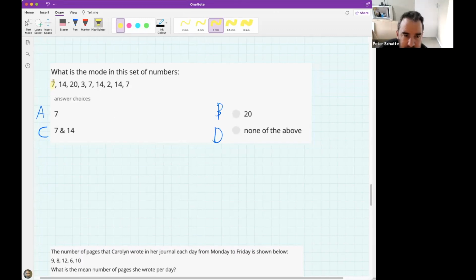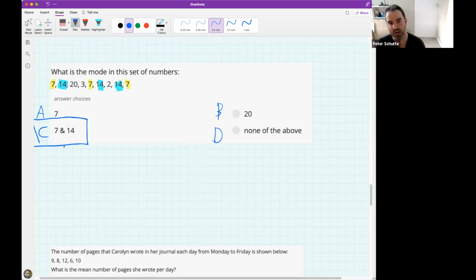So I'm going to highlight ones that I think the mode occurs the most often. So that occurs quite a lot. But so does that. Is there anything else? It looks to me like the correct answer is C. Yeah, because you can see that the frequency of 7 is 3 times, the frequency of 14 is 3 times. And so we can have two modes. We say it's bimodal. It has two modes.